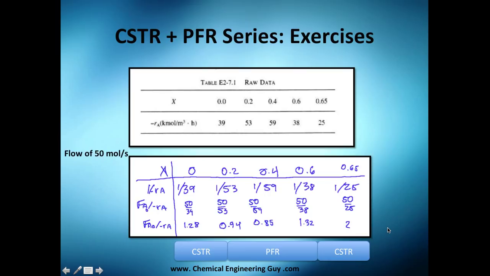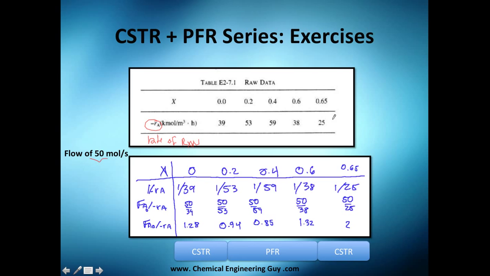Good, so let's do it. This is the table I told you about. The value is only minus RA, which is the rate of reaction. So that's cool, we can deal with that. Rate of reaction. And okay, let's do it for 50 moles.